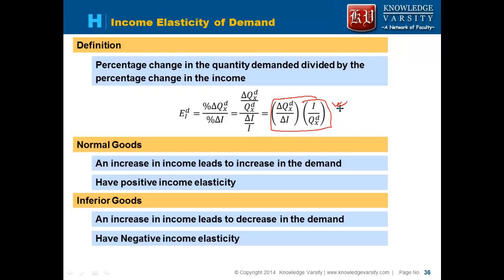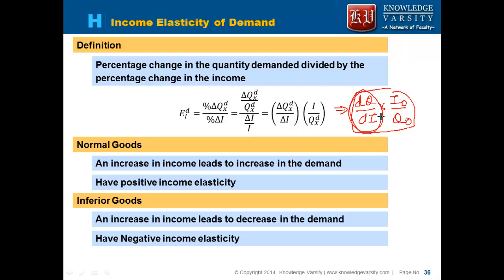So it means that del Q I can write as dQ and del I can write as dI, into income, that is initial income, divided by the initial quantity. So it is also a differentiation. If your quantity is also a function of income, here you are differentiating with respect to the income.